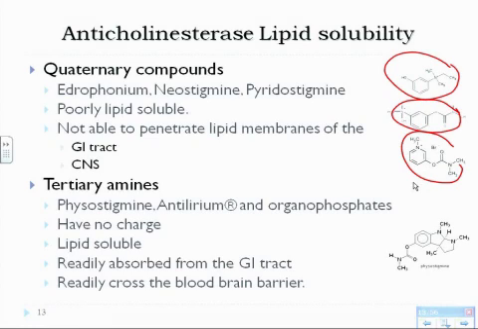All these are poorly lipid soluble, so they don't get absorbed from the GI tract. So if you were to ingest it orally, this wouldn't be a problem most of the time. And if you got it into your IV, it still would not penetrate into your central nervous system, which is a good thing.